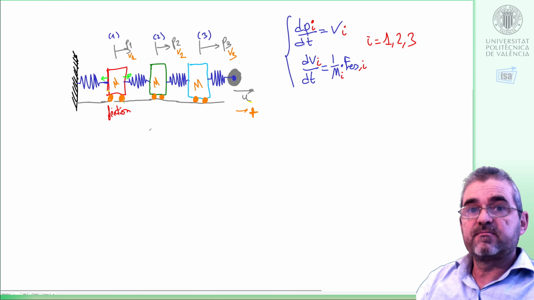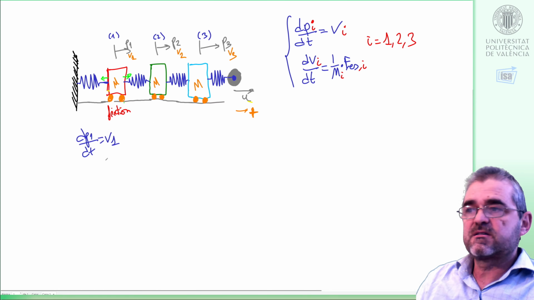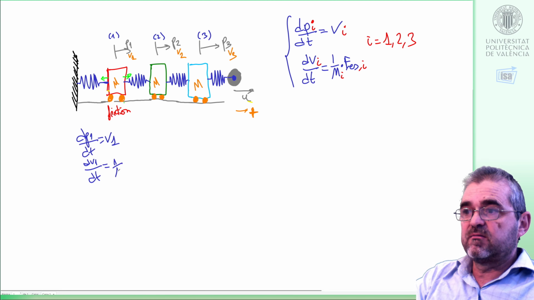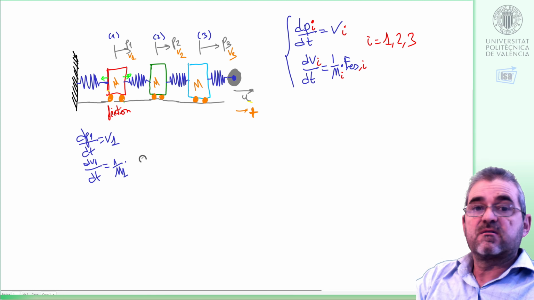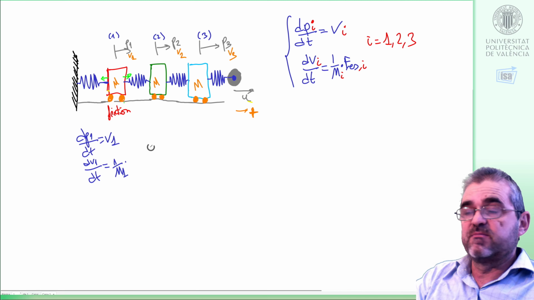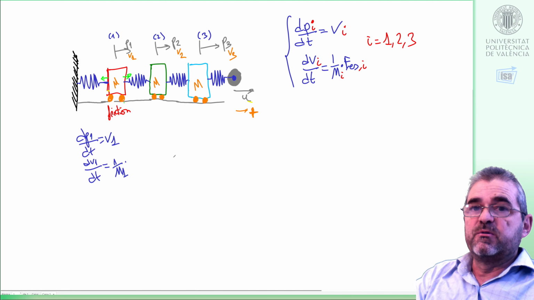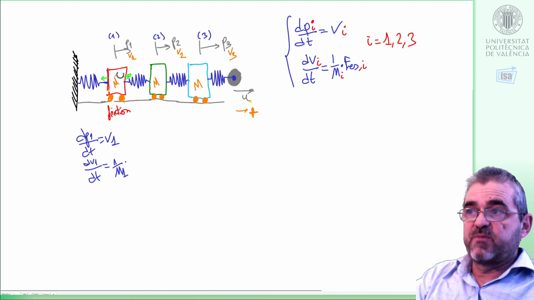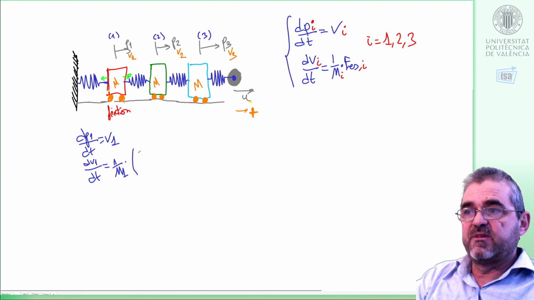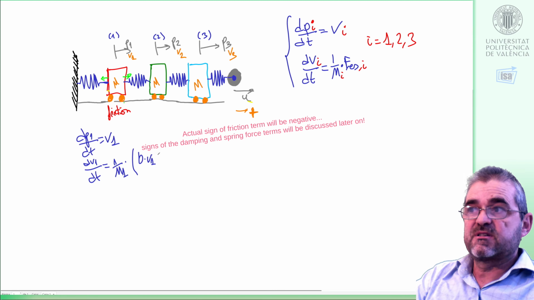Let's do it. First, we'll start like this. The derivative of position 1 is speed 1, and the derivative of speed 1 will be 1 over mass 1 times the resulting force, but I will directly write it in here to avoid introducing more letters in my model. The resulting force will be the sum of those from the springs the mass is attached to plus the friction terms. If we assume linear friction, the friction force will be a friction coefficient B times speed 1.